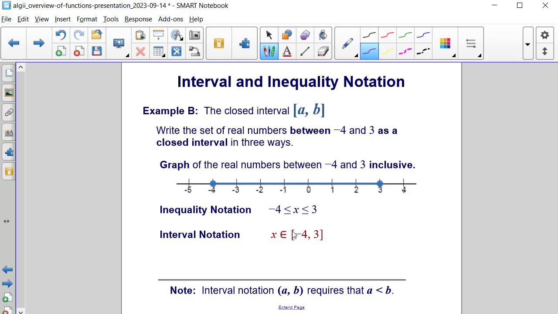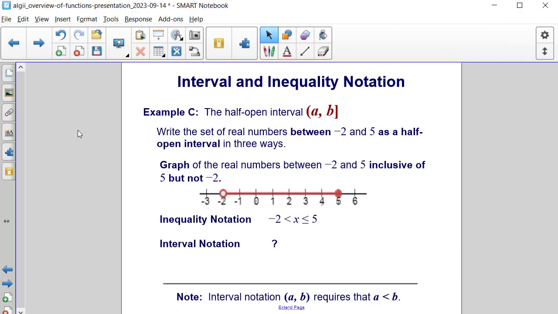x is contained in the closed interval, meaning the square brackets on both sides, from -4 to +3. And because we have square brackets, that means both endpoints are inclusive in the set. Here is an example of a half-open interval from A to B, where A is not inclusive, but B is inclusive. So write the set of real numbers between -2 and 5 as a half-open interval in 3 ways.